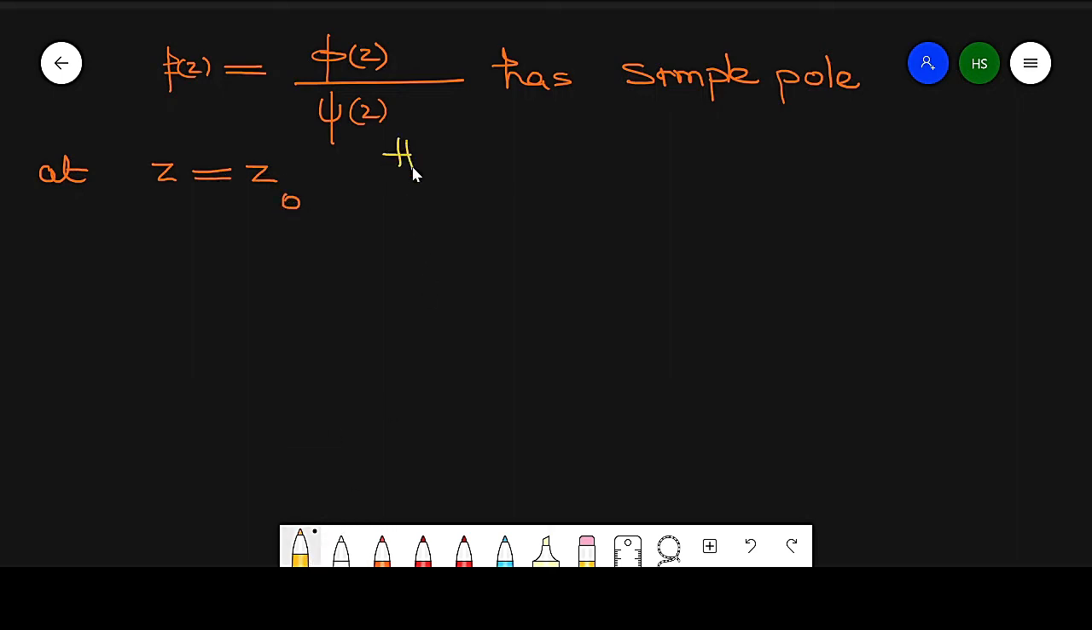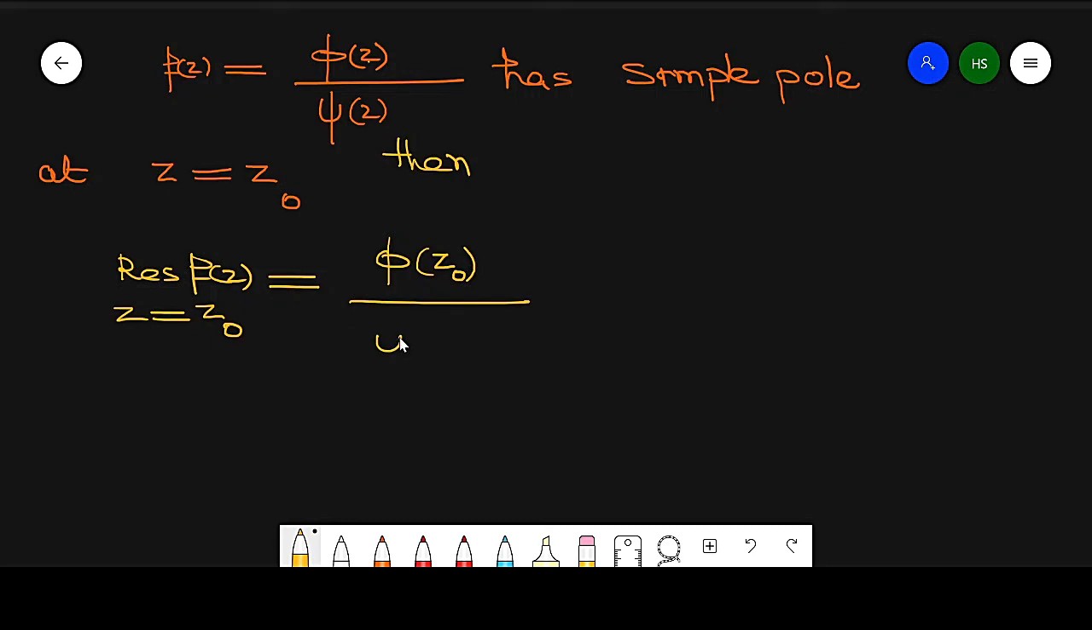Then we can find the residue of function f(z) at the point z₀, which is equal to φ, simply substituting the value z₀, over ψ′, its derivative at z₀. This is possible if this derivative is non-zero, that is, where ψ(z) is not factorized.